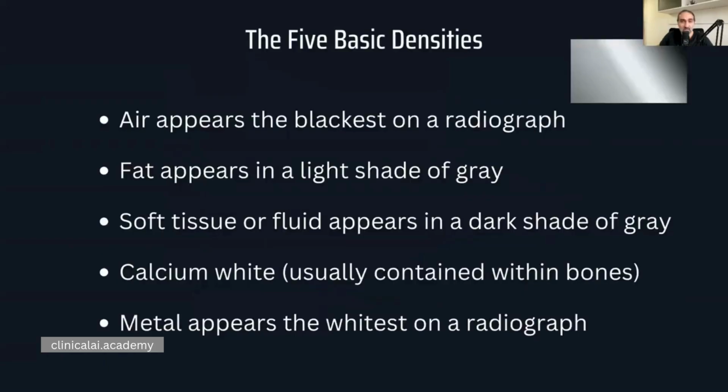So in the images, you get 5 basic densities. Air appears the blackest on a radiograph, and then you have fat, which appears in a lighter shade of gray, and then soft tissues or fluid appears in a darker shade of gray. Calcium appears white, so bones will appear white, and then metal appears the whitest on a radiograph. If you have an implant that is made of metal, it will appear very white on a radiograph.